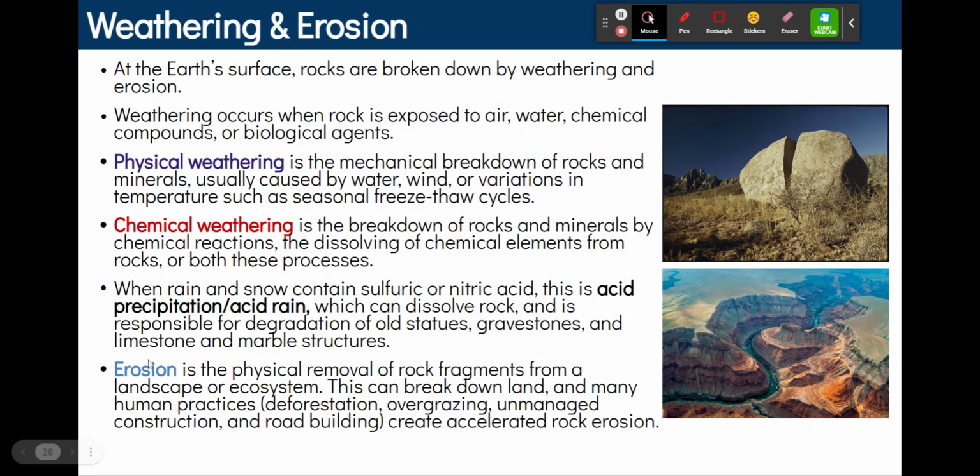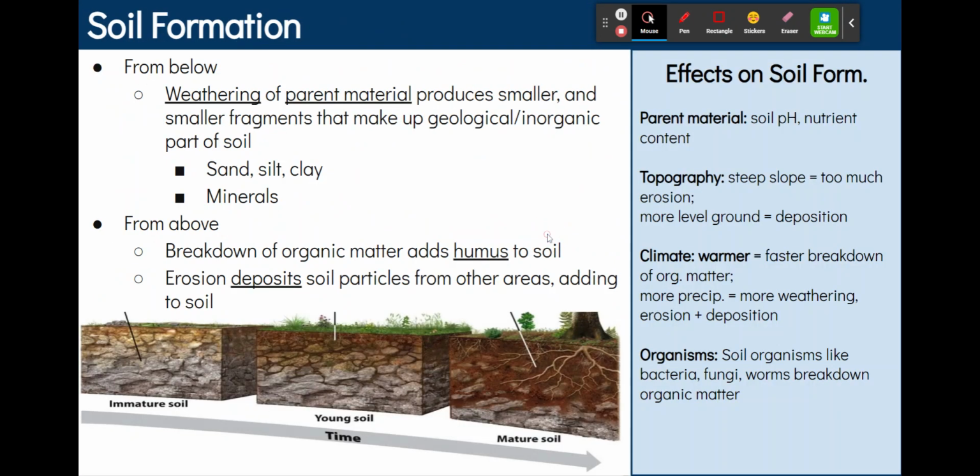Erosion is the physical removal of rock fragments from a landscape or ecosystem. This can break down land, and many human practices such as deforestation, overgrazing, unmanaged construction, and road building create accelerated rock erosion. We're going to go into this more in depth also in another unit as well.